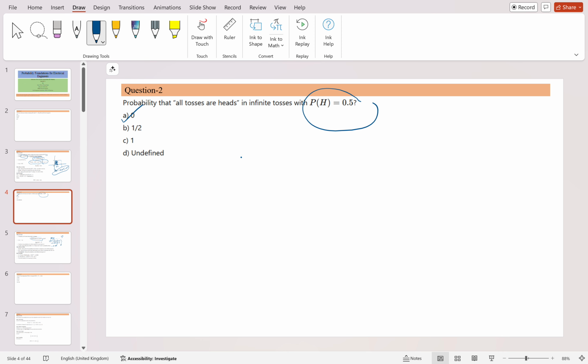Just note that if you have the first head, the probability is 0.5, and if you get a double head with the same probability 0.5, it becomes 0.25.